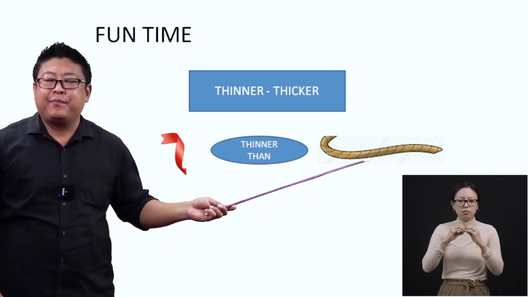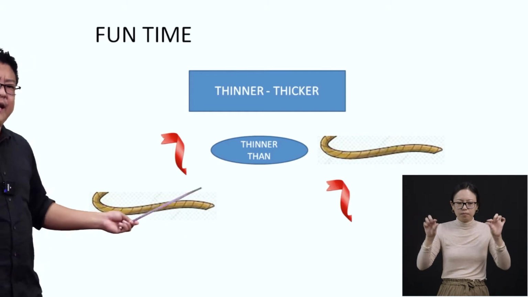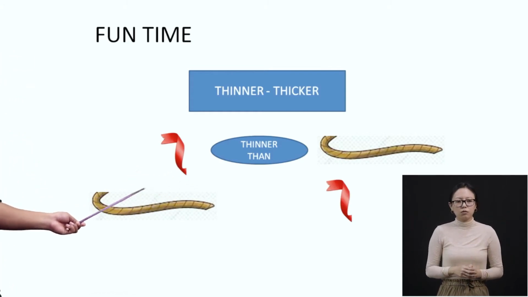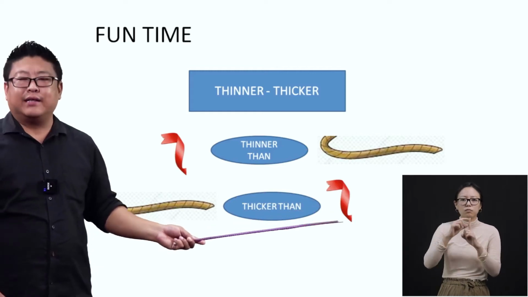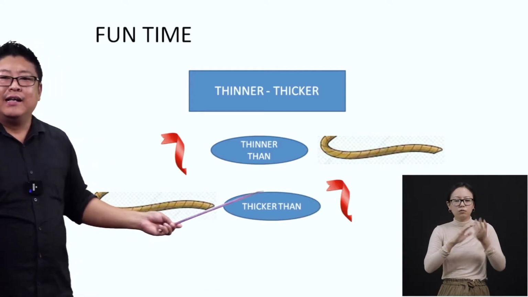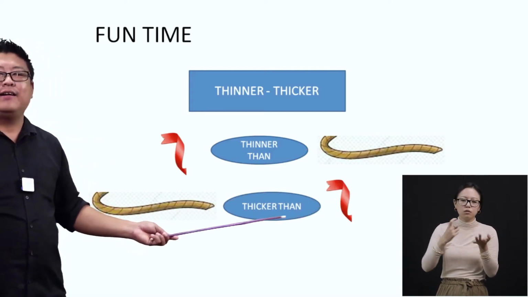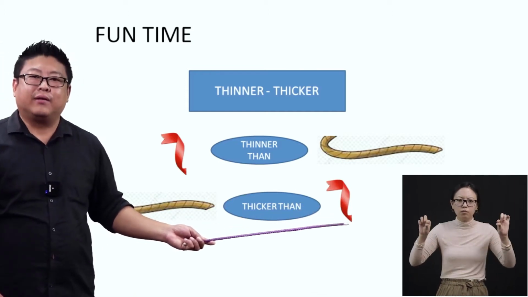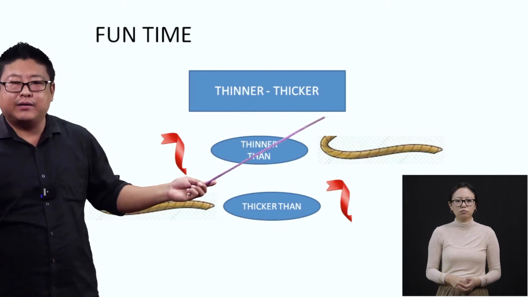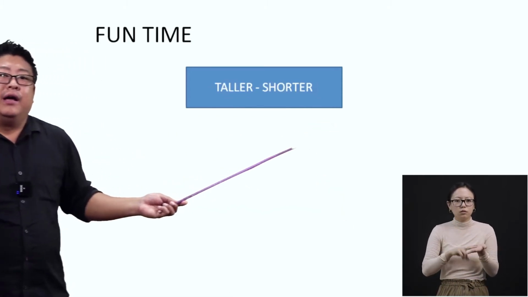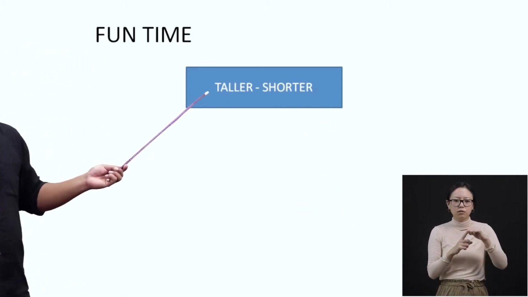All right, children? And exactly the opposite, we can say that the rope is thicker than the ribbon. It is thicker than the ribbon. So this is the meaning of thinner and thicker. Understand, children? Let's look at the next one.